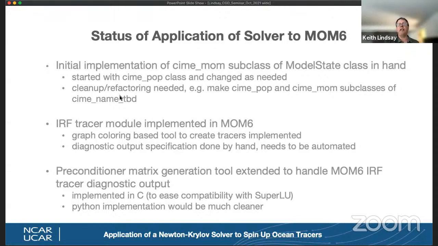Right now, there's sort of a crude implementation in hand, and it needs to be cleaned up. The IRF tracer module has been implemented in MOM6, and the graph coloring tools approaches have been used to create tracers with that color-blindness-like map that I showed earlier. That's the good news with the IRF tracer module implementation in MOM6.